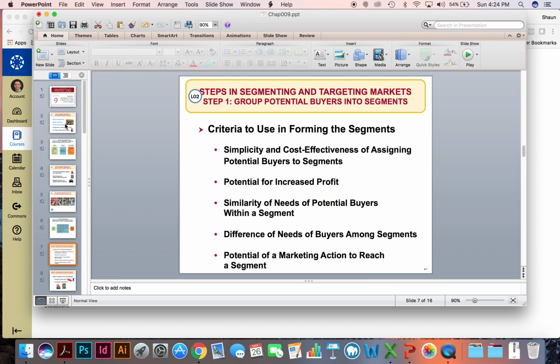Step 1, group your potential buyers into segments. The criteria to do this is as follows. You want to keep it simple and cost effective of assigning potential buyers into segments. You want to make sure that you segment your potential buyers by the probability of increasing your profit. You want to compare the needs of these buyers. Let the needs of the buyers help you segment. You want to note the differences between each of your segments. And then you want to talk about the potential of marketing action to reach each segment. For instance, it would be easier to reach college students rather than just general passersby of that example we gave earlier about the on-campus coffee place.